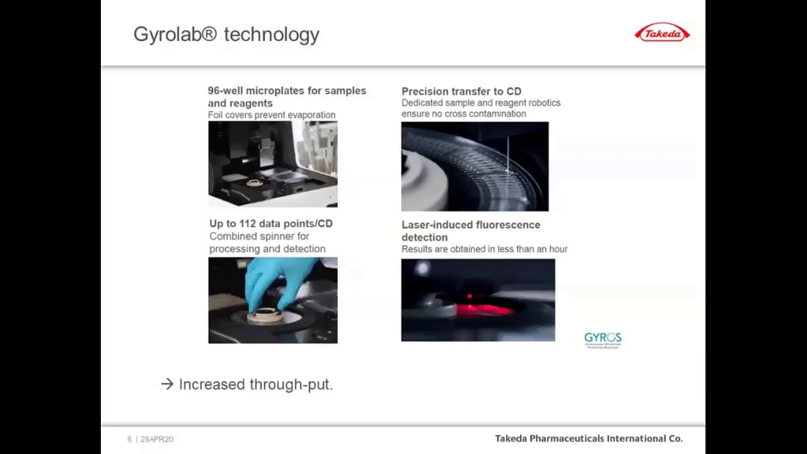As you can see, you set up your plates for your samples and reagents, and then automation transfers that to a CD. And after that, by the end of the run, the laser-induced fluorescence detection reads out the results. Once you put in all of your reagents and the samples, the rest of the process is all automated. So it saves a lot of time and also increases throughput because of the use of the CD.